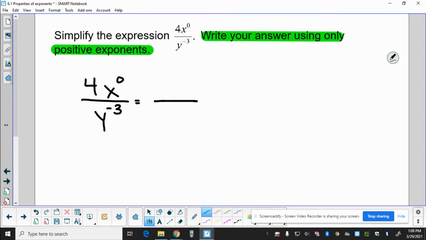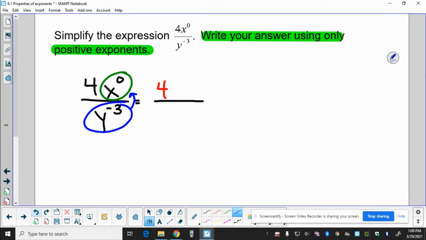Let's think about this now. I think I'll keep it as a fraction. So the first thing I'm going to think about is this 4. There's no other number to deal with that. How about this? Isn't that the number 1? So I guess that'd be 4 times 1. But isn't 4 times 1 just 4? Right.